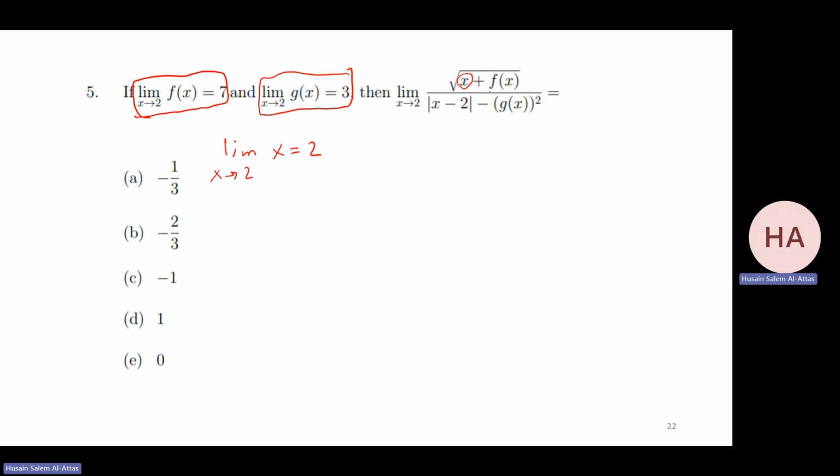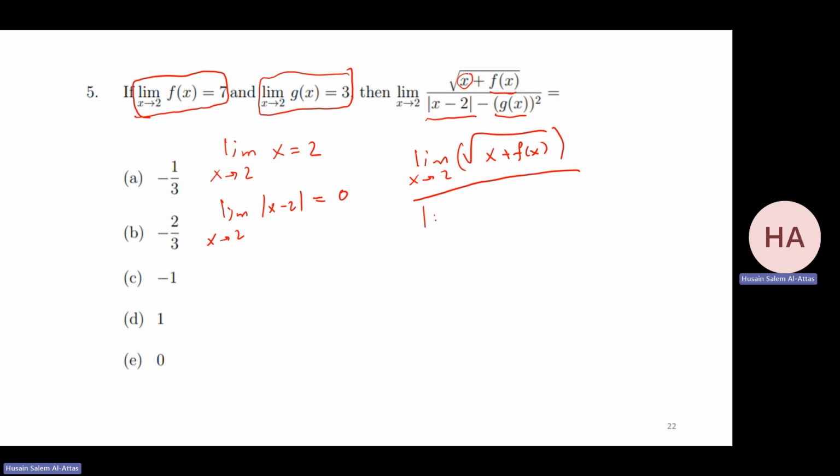And this limit exists, so I can add them. I can take the square root of them. Also, in the denominator, this limit exists. Also, check it from left and right, you're getting 0. So this limit exists, square exists. So everything exists. It means I can distribute the limit. So this limit, as x goes to 2, will be equal to the limit of the numerator over the limit of the denominator.